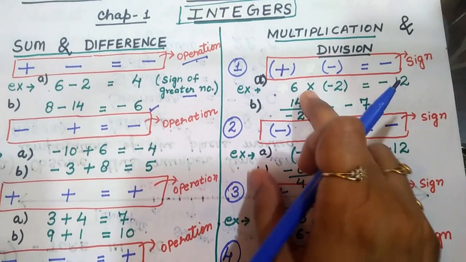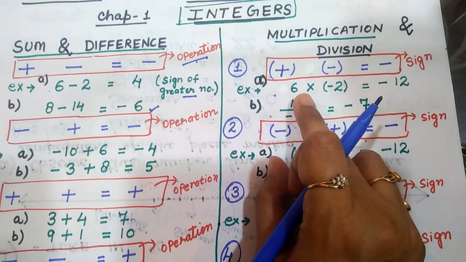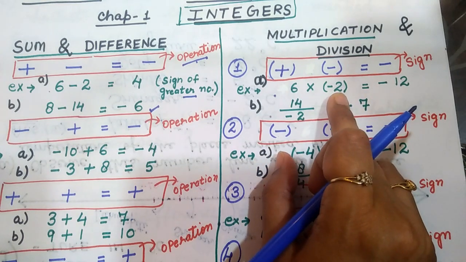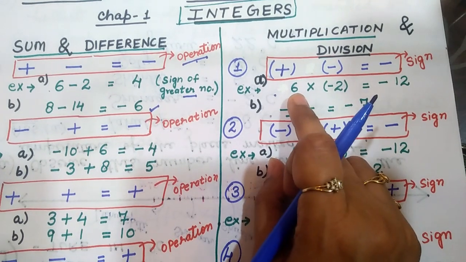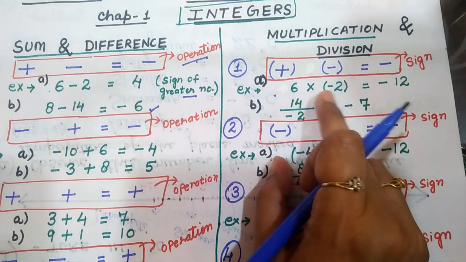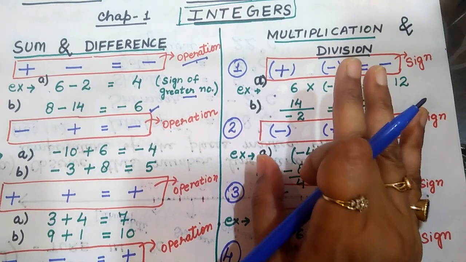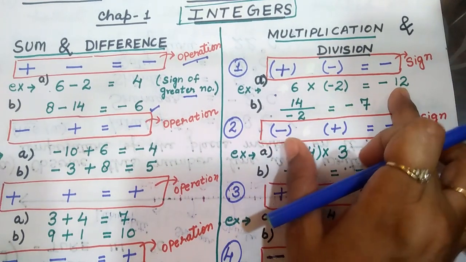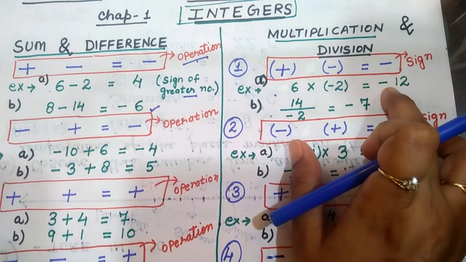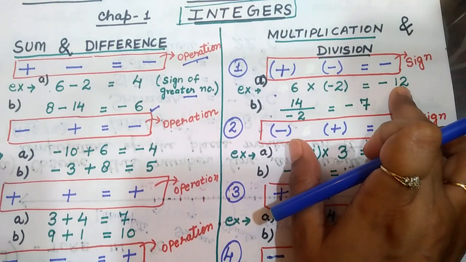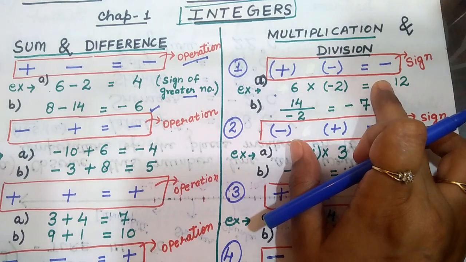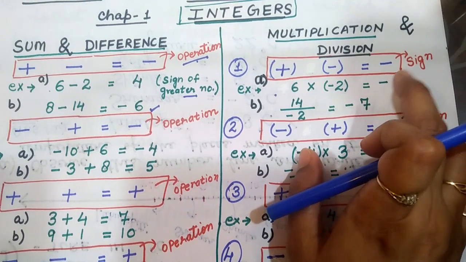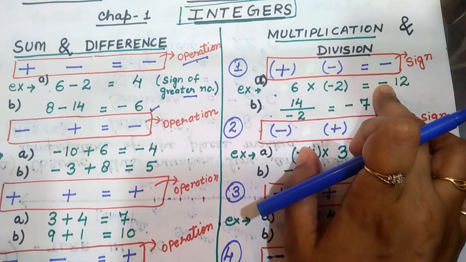So here is an example. If there are two numbers, one is the positive integer plus 6, and another is the negative integer minus 2, and you are going to multiply these two integers, you will do multiplication. Forget about the sign now. 6 into 2 is 12. Your answer is 12. Now to look for the sign, we see the rule plus minus is minus. So we will put a minus sign over there.